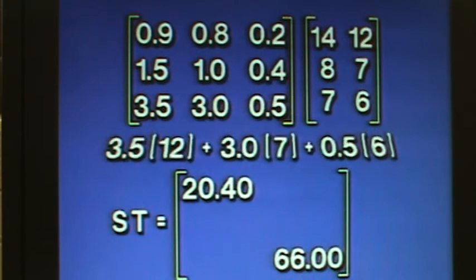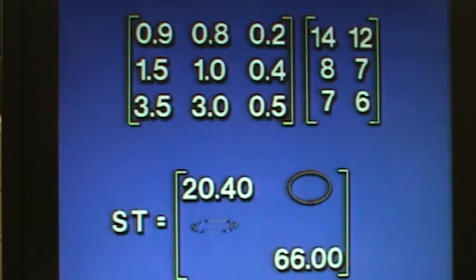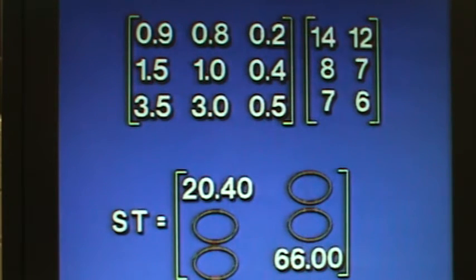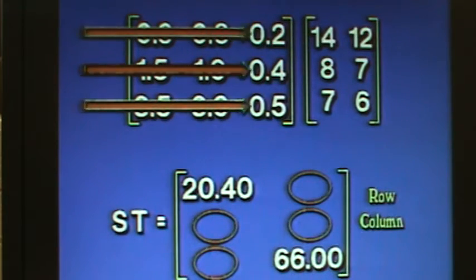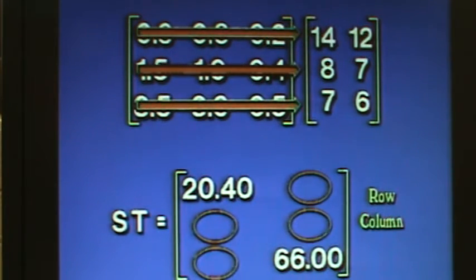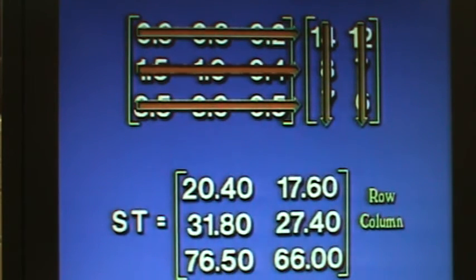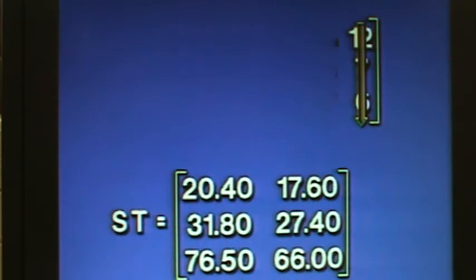Now all of the entries in our resulting matrix are figured the same way. That is, we look at the row and the column involved in the entry. We multiply along the row in the first matrix and along the column in the second matrix to get the entries. The entries look like this. Well, let's interpret what this means.